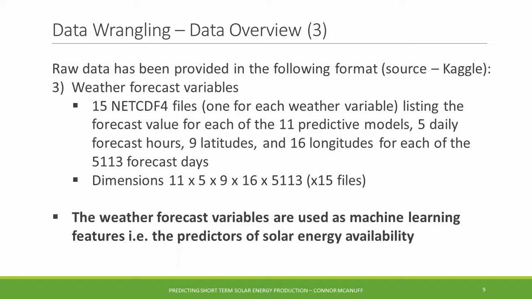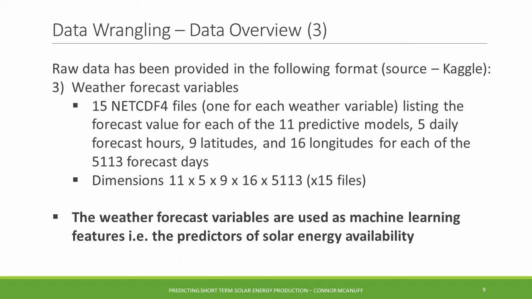Meaning there are multiple forecast models. In the case of these data, there are 11 predictive models and 5 forecast hours for each day. Additionally, predictions are made at 144 different locations, coinciding with the intersection between lines of latitude and longitude. To put that a little differently, for each day, at 144 locations in and around Oklahoma, each of the 15 weather variable forecasts are supplied 5 times daily by 11 different forecast models.